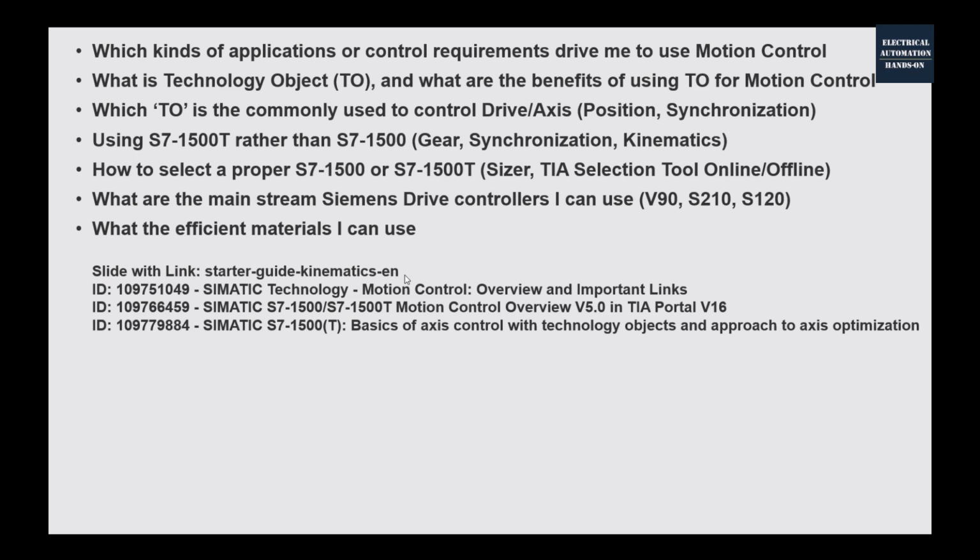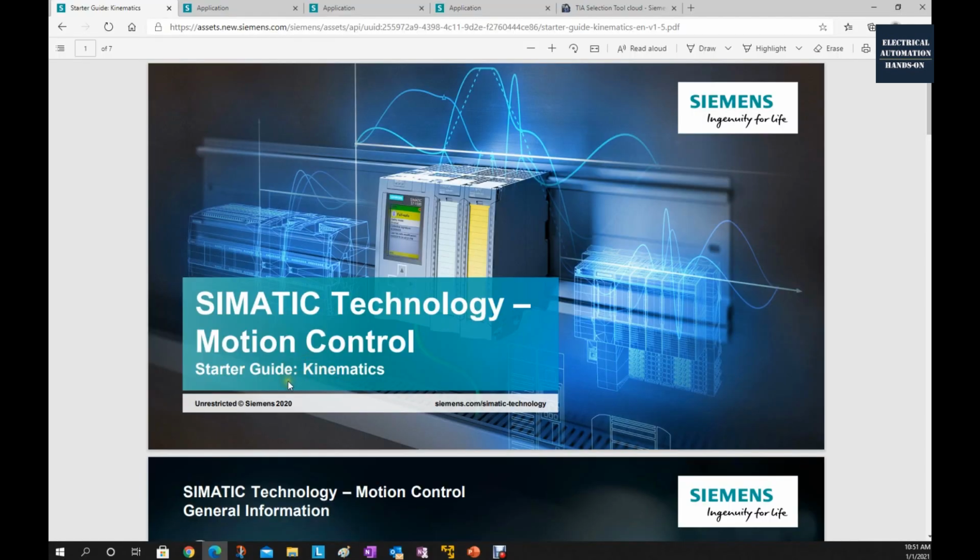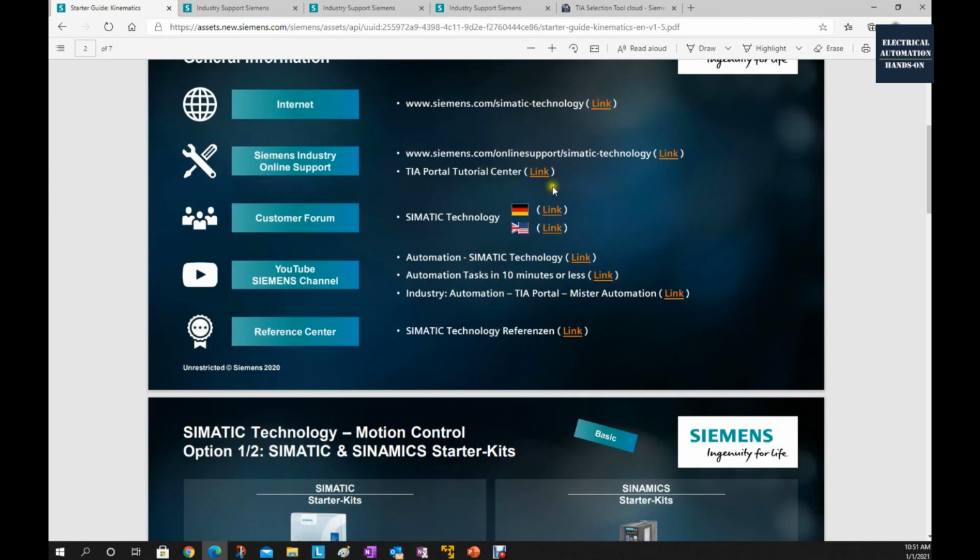Firstly, we can search this keyword: starter guide kinematics. So this is one starter guide. It only has a couple of pages. It provides multiple links. For example, from this YouTube Siemens channel, it provides technology CPU knowledge, and this is automation task in 10 minutes or less. This is very helpful. And this Industry Automation TIA Portal, Mr. Automation. From this link, you can find the efficient materials and videos.